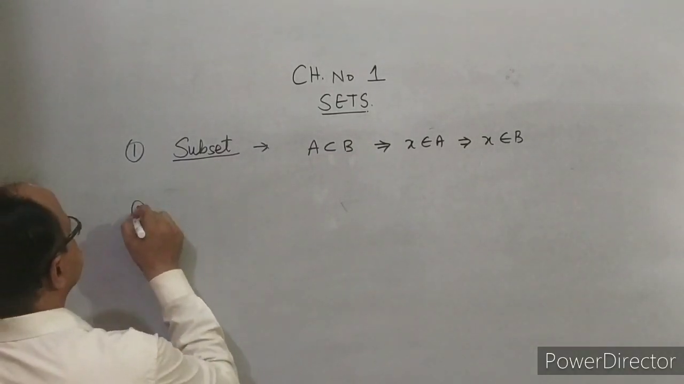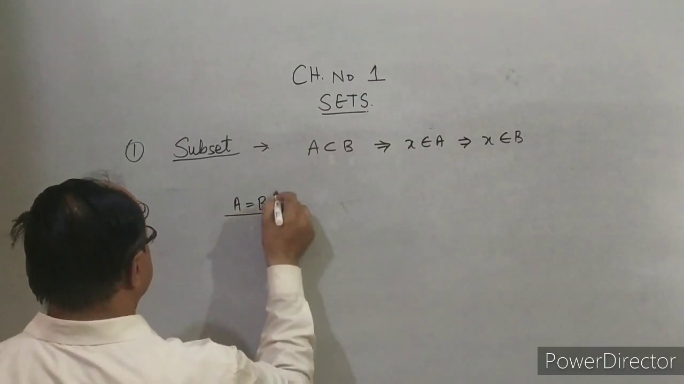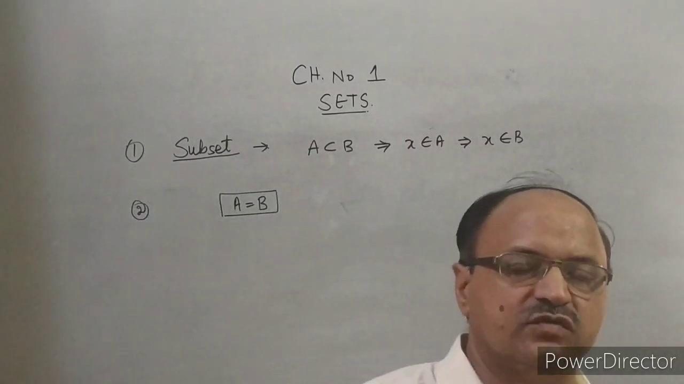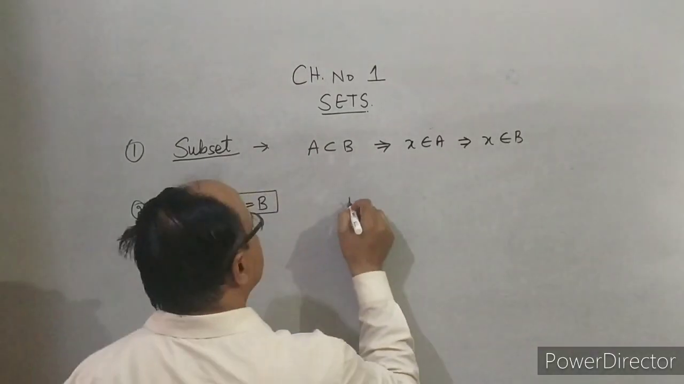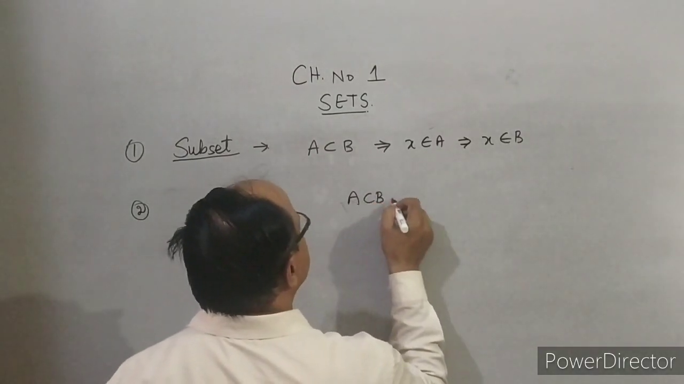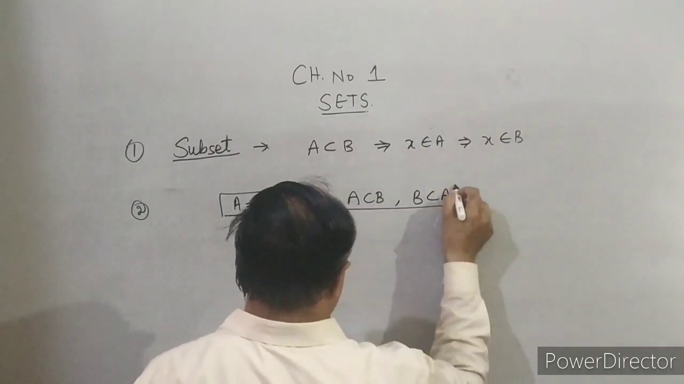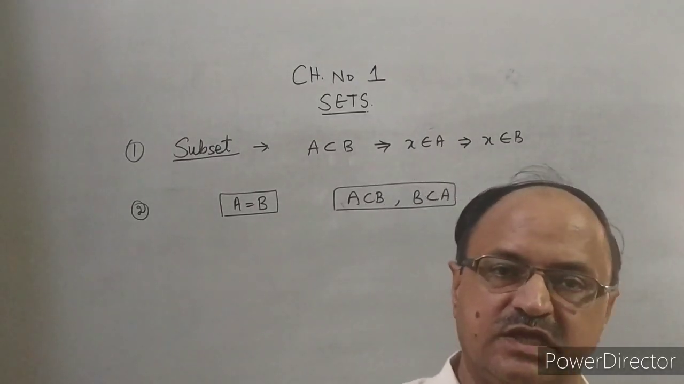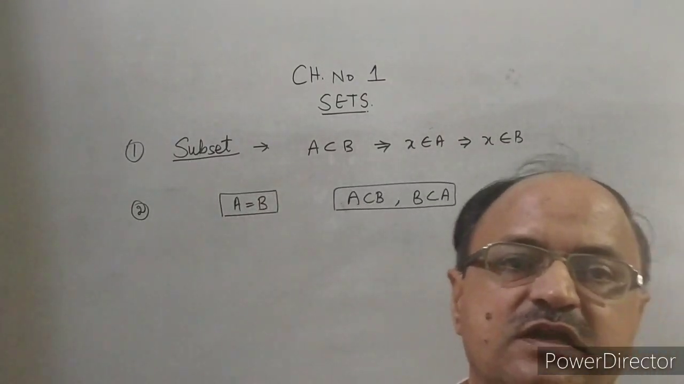Second point: if you want to prove A is equal to B, these are some important points. You have to prove A is a subset of B and B is a subset of A. If all the elements of set A are in B and all the elements of set B are in A, then you can say both sets are equal.